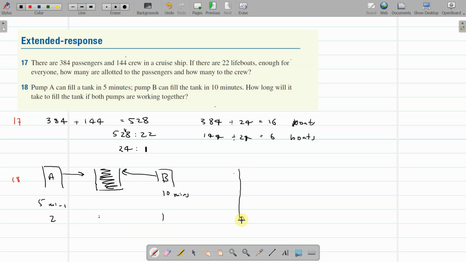So maybe then if we divide the tank, we'll do this. Divide the tank into 3 bits, 2 for the A and 1 for the B. So we've got 1, 2, 3. Now pump A fills this much, and pump B will do this much in the same time. And that will fill it. 2 parts for the A and 1 part for B. Pardon me. So exactly how long is that?